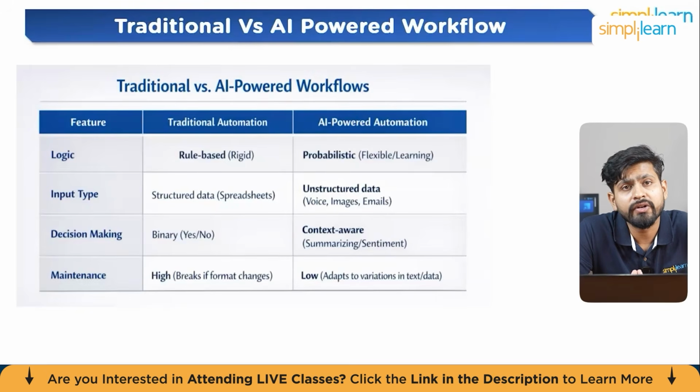If I talk about entrepreneurs, they can automate lead generation and customer onboarding so that they can focus on strategy. If I talk about teams, teams can streamline internal communication, project management updates, and meeting transcriptions. If I talk about marketers, they can generate personalized ad copy, schedule social media, and analyze customer sentiment at scale. Then, if I talk about developers, they can automate code documentation, bug tracking, and repetitive testing cycles.